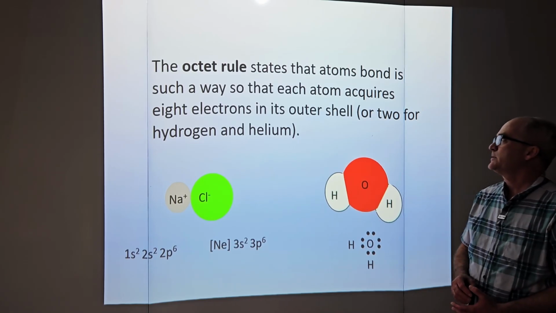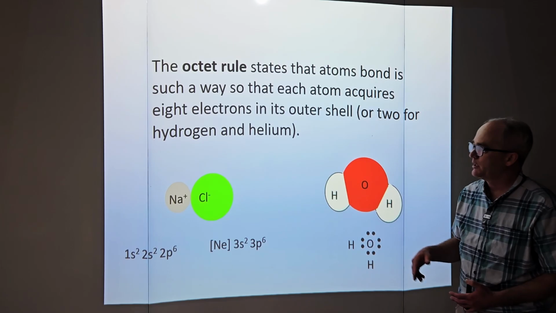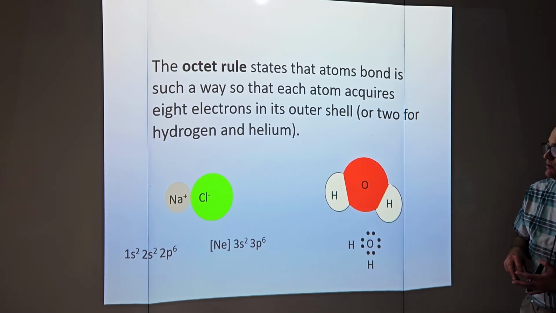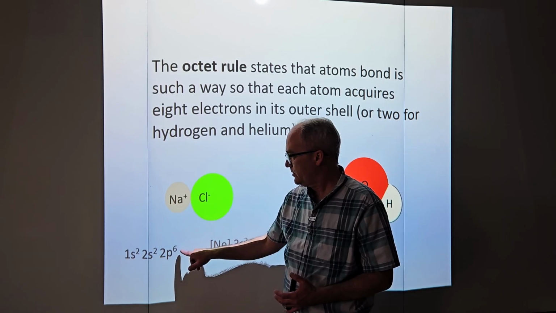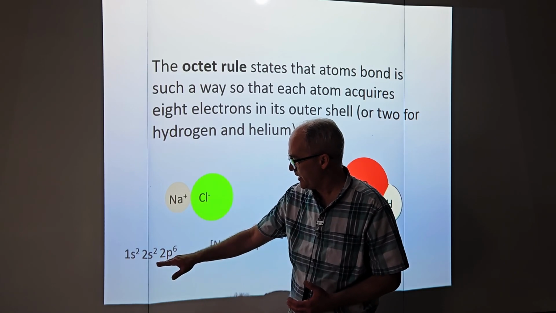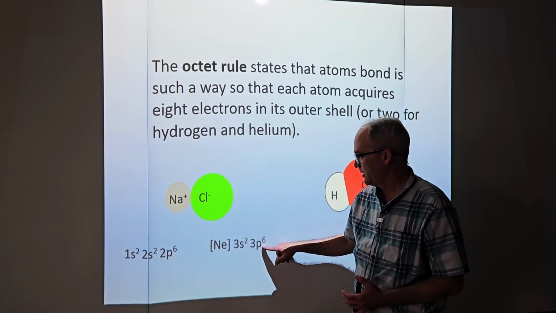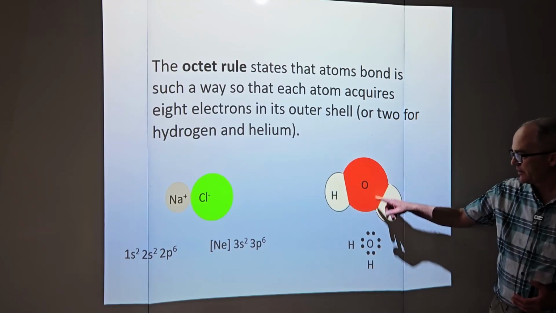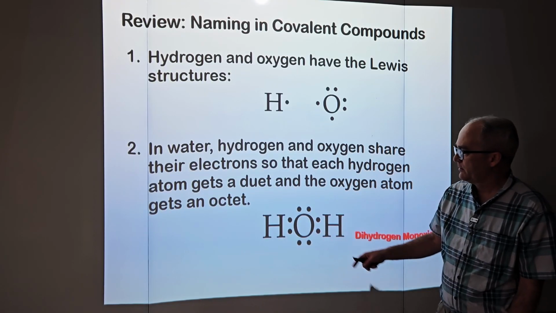So the octet rule states that when atoms bond, they're going to do it in such a way that each atom acquires 8 electrons, with the exceptions of hydrogen and helium. So we used to have a 3s electron out here by sodium, and it went away. So now there's 8 electrons there. This chlorine here in the outer level, you see 8. This oxygen sees 8 around it. So here's our water again.